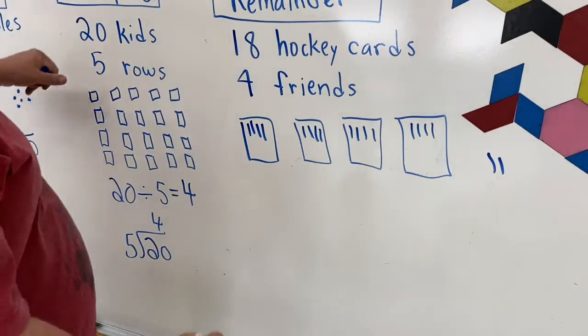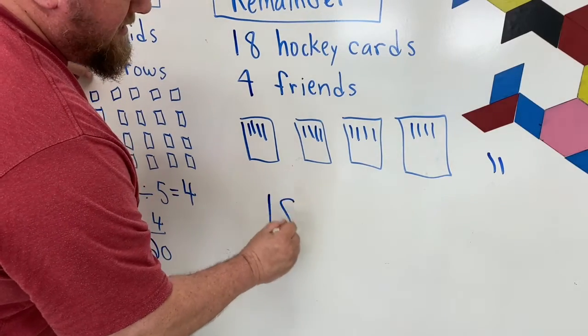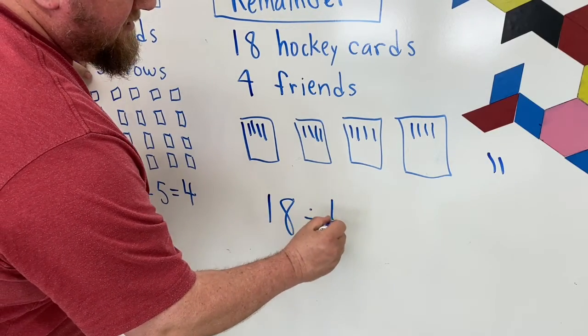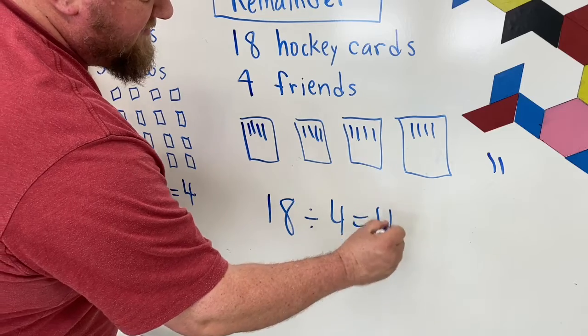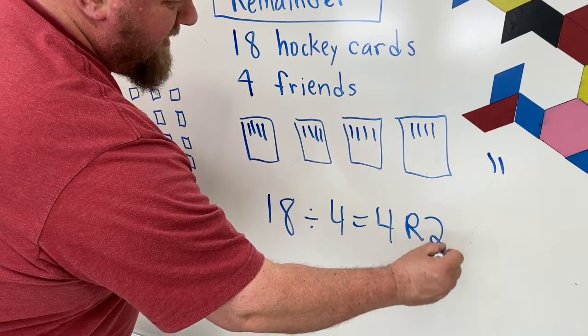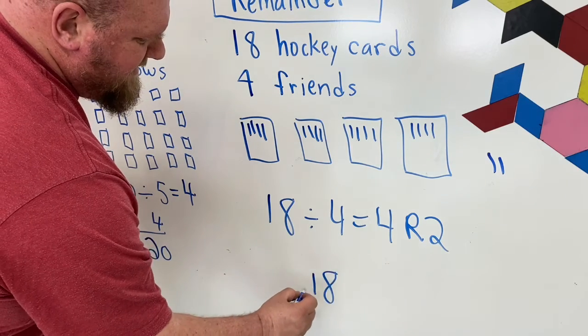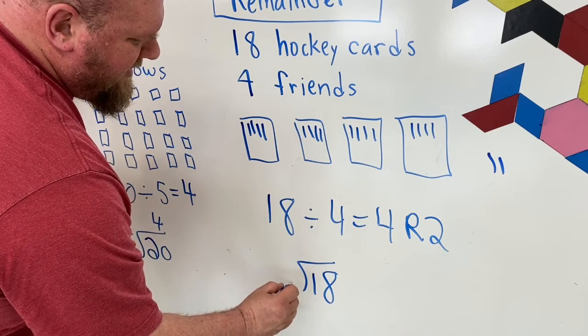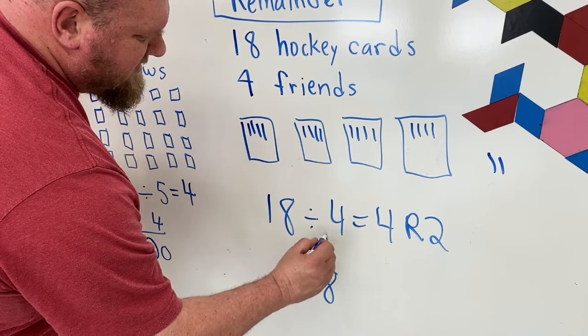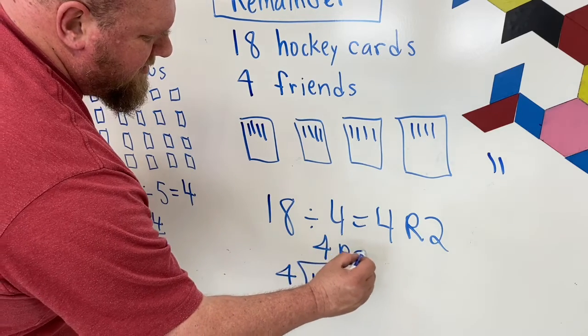And the math questions will look like this. 18 divided by 4 equals 4, remainder 2. Or 18 divided by 4 is 4, remainder 2.